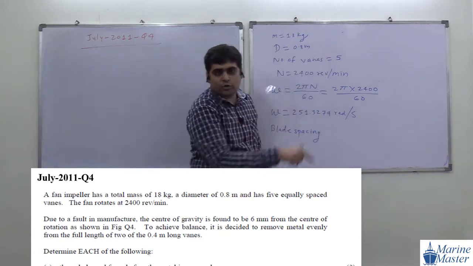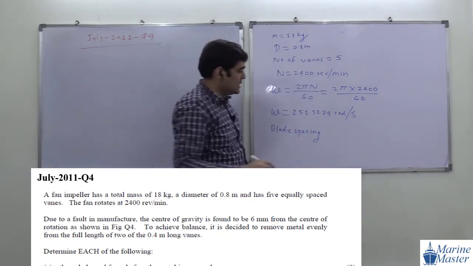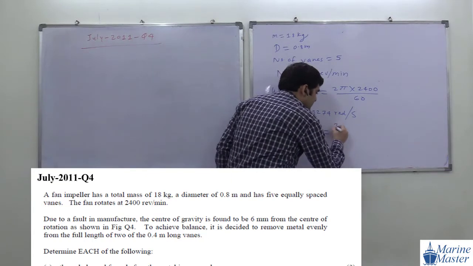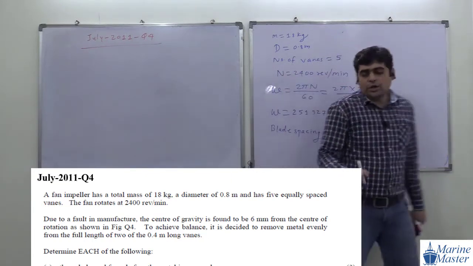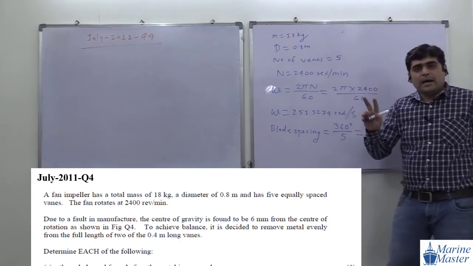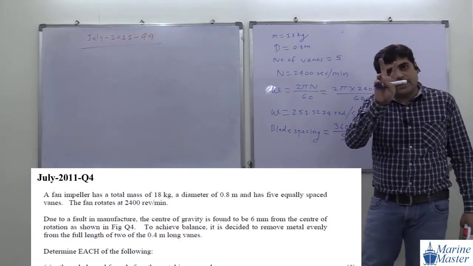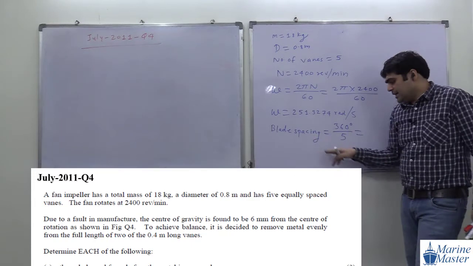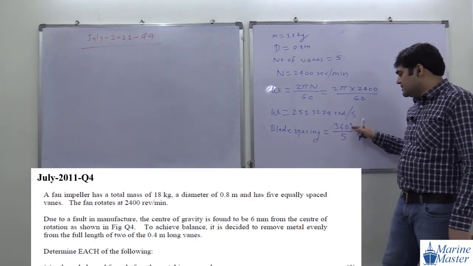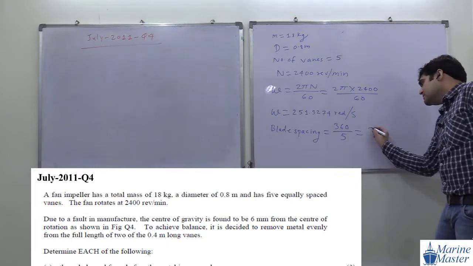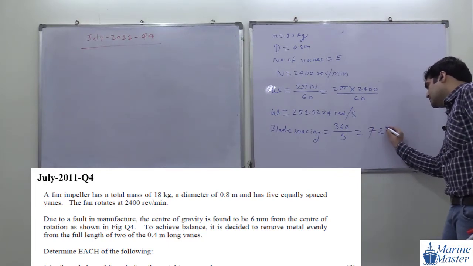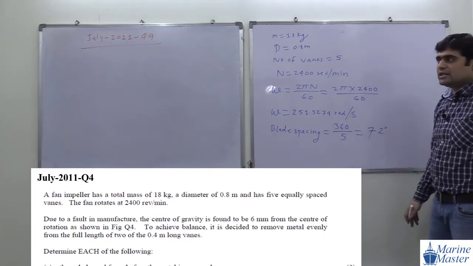See, the total angle is 360 degrees. So 360 degrees divided by 5. What will this angle be? Blade spacing means the angle between two vanes. So here blade spacing will be 360 degrees divided by 5, which is 72 degrees. Okay, good. Any doubt in this discussion, guys?